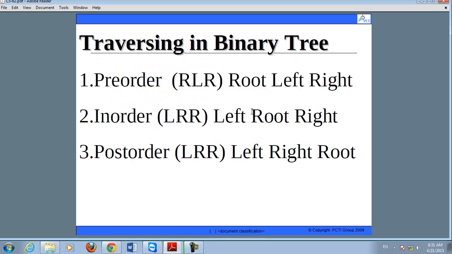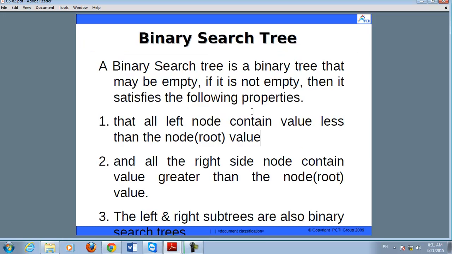Now there are three traversing techniques: pre-order, in-order, post-order. In pre-order traversal, the root is visited first, then left subtree and then right subtree. Then in in-order, the left node is visited first, then root node and then right. And in post-order traversal, the traversal will start from the left node, then right and then root.